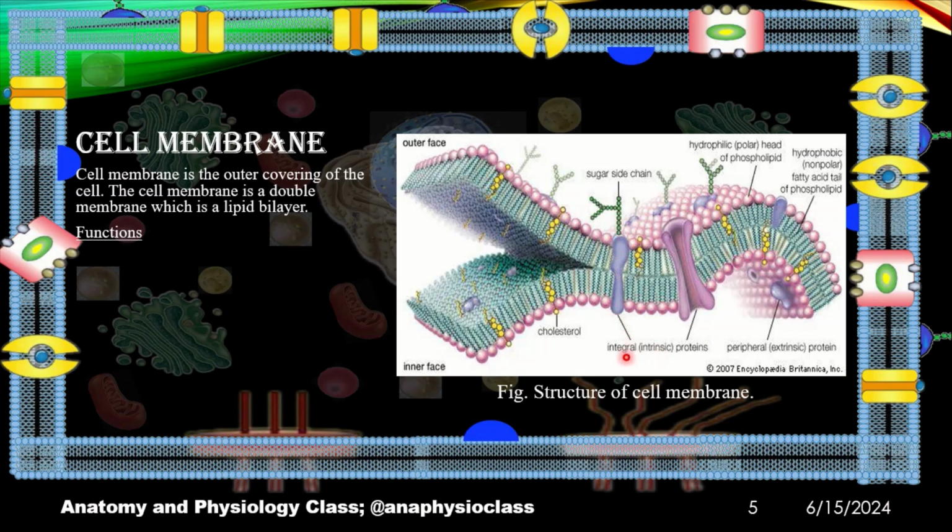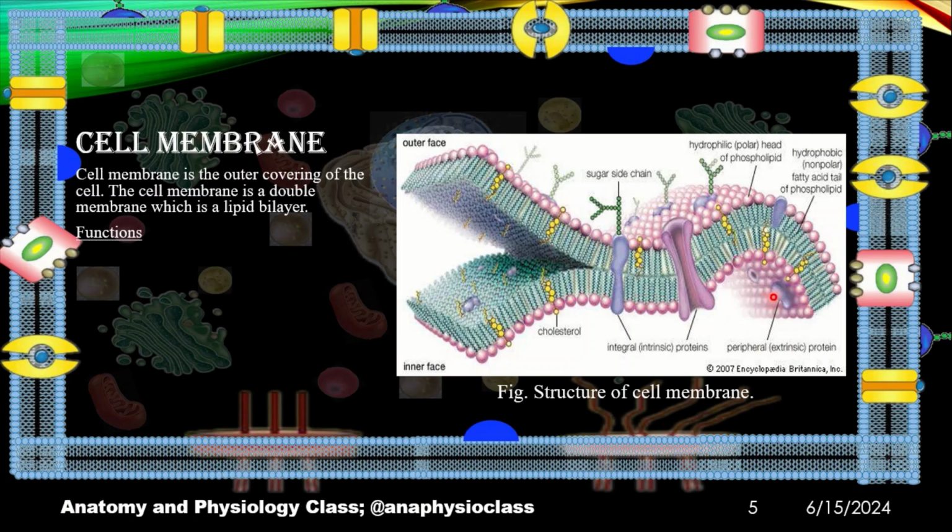Some of these integral proteins are channel proteins. Channel proteins are proteins that allow water soluble substances to pass through them, for example, this one. Some of them are enzymes. Some of them are carrier proteins. Some of them are antigens, and some of them are receptors for some hormones.